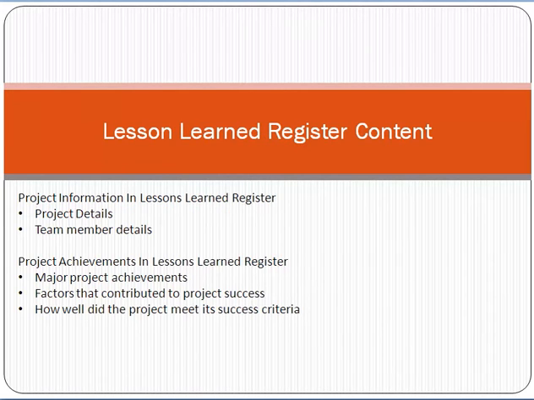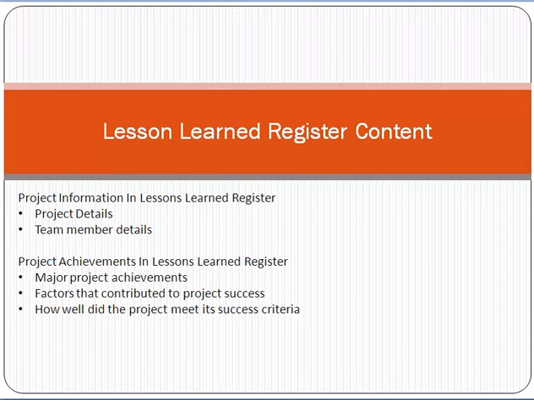Normally, friends, if we talk about the content of the lesson learned register, what should be included in it? The lesson learned register should contain the project information: what your project is, what the scope of the project was, how many team members there were, what the roles and team size were, and a description of your team. First of all, your project information should be properly documented in the lesson learned register.